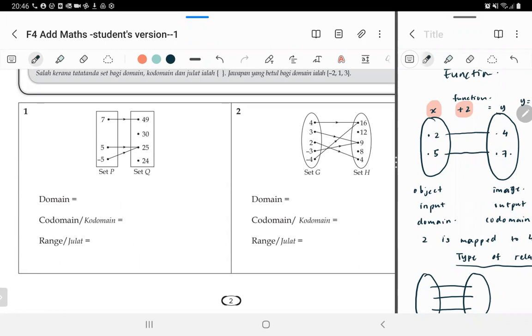Okay, we take 1 minute to get it done. 30 seconds left. Can?